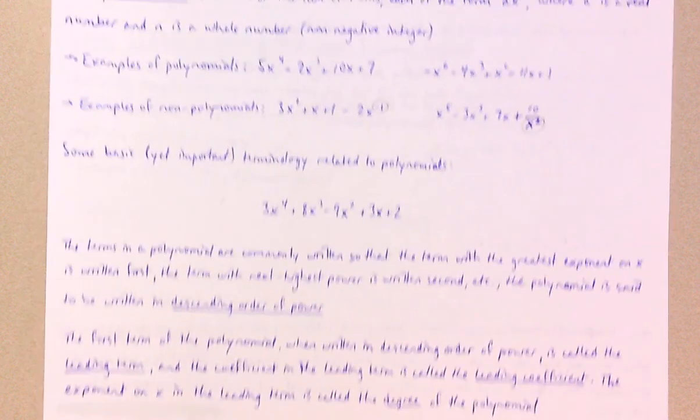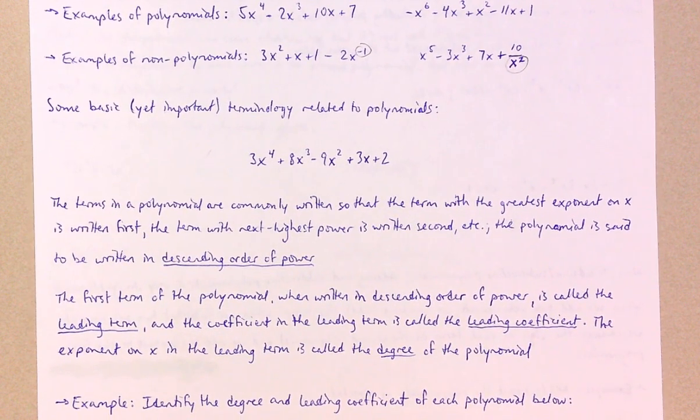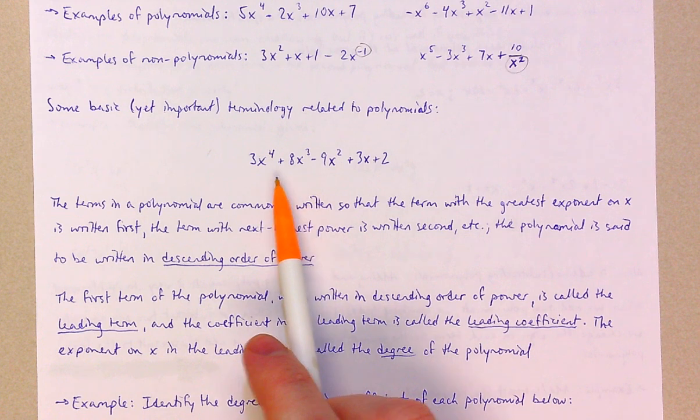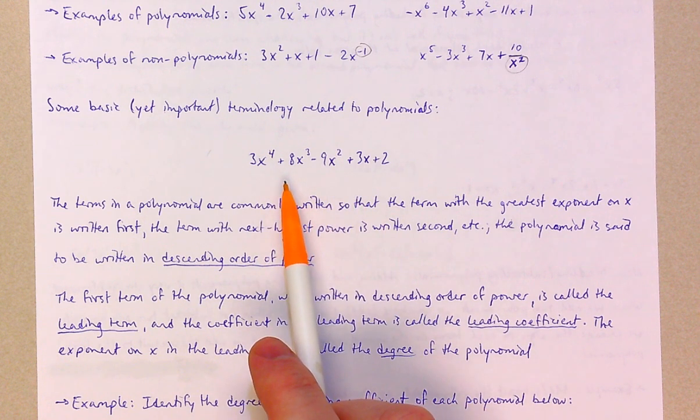So some basic but important terminology that I want to clear up that relates to polynomials. We commonly write these things so that the term with greatest exponent on x is written first, then the term with next highest exponent is written second, next highest is written third, so on and so forth. When we write our polynomials like this, we say that the polynomial is written in descending order of power. And I've written a polynomial here, and this is in descending order of power.